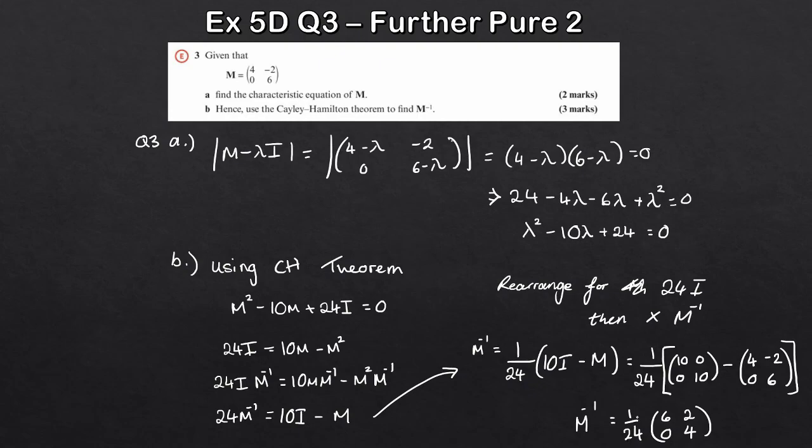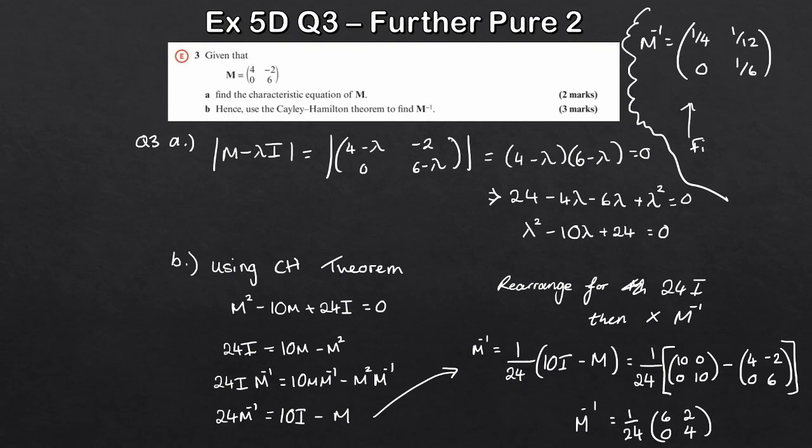So you could write it like this, but we can simplify this because it's 1 over 24. This will work out not too bad. So M inverse, this will be your final answer now, is going to be equal to 1 over 24 times 6, so that will give me 1 over 4. Then I've got 1 over 24 times 2, so that'll be 2 over 24 or 1 over 12. That'll be 0. And then finally 1 over 24 times 4 would be the same as 1 over 6. Okay, so that's my final answer there.